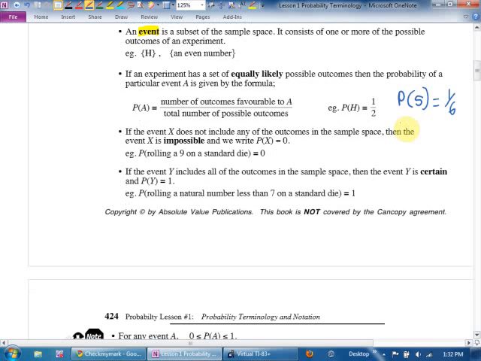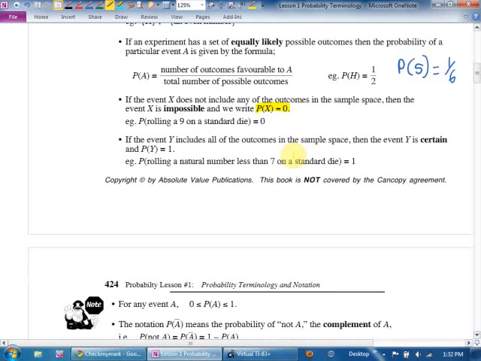What's the probability of something being impossible? If something's impossible, what's its probability? If it's impossible, we would say P of X is 0. For example, what's the probability of rolling a 9 on a 6-sided standard die? Can you get a 9? No, 0. Okay, that doesn't sound very profound. It's more profound than you think.